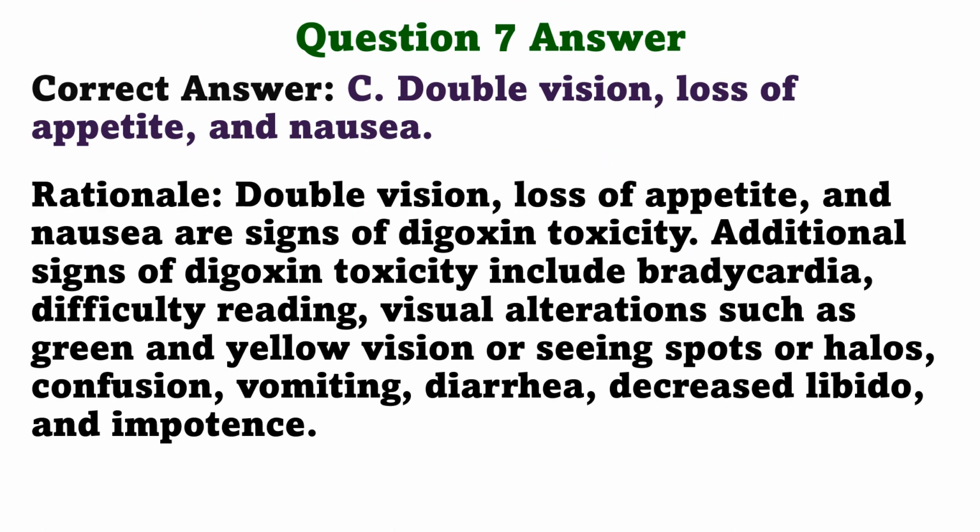The correct answer is C. Double vision, loss of appetite, and nausea. Rationale: double vision, loss of appetite, and nausea are signs of digoxin toxicity. Additional signs of digoxin toxicity include bradycardia, difficulty reading, visual alterations such as green and yellow vision, or seeing spots or halos, confusion, vomiting, diarrhea, decreased libido, and impotence.